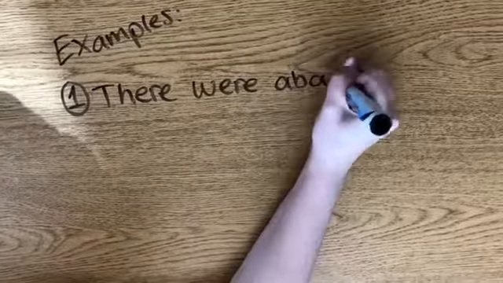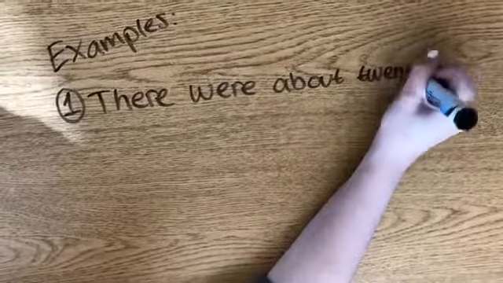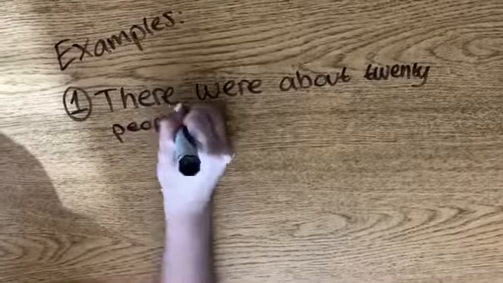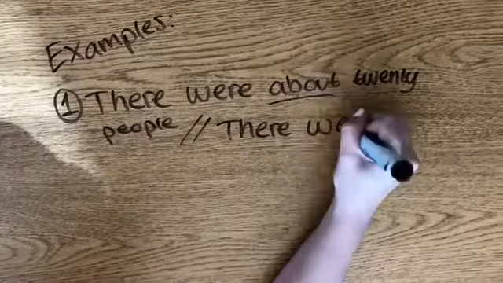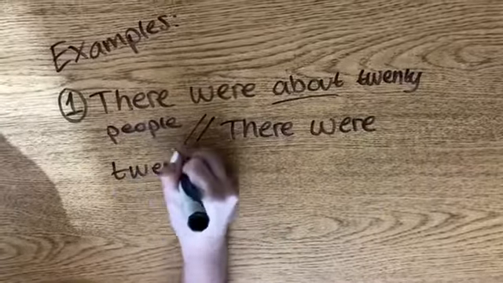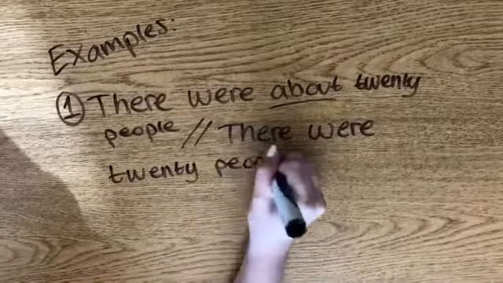In this example, we're going to look at the sentence, there were about 20 people. We can correct that to there were 20 people because about is not necessary for your reader to understand who and what you're talking about.